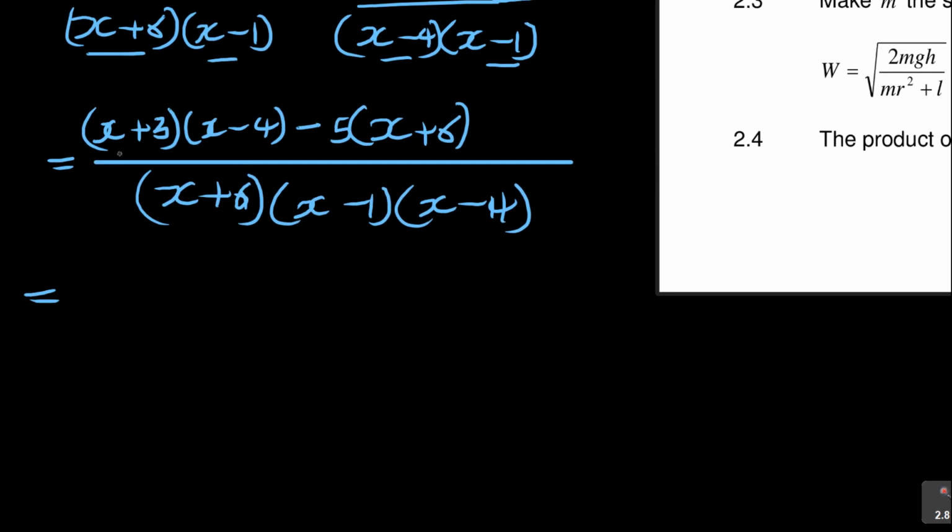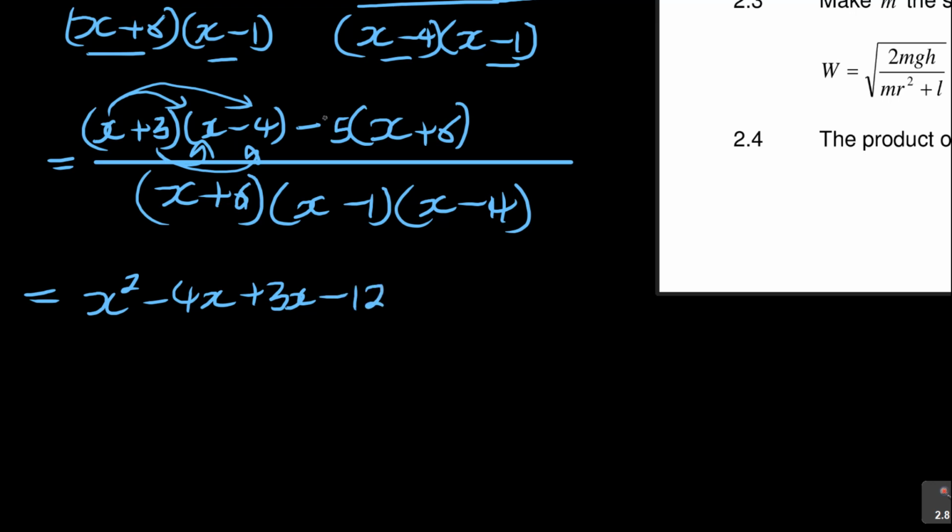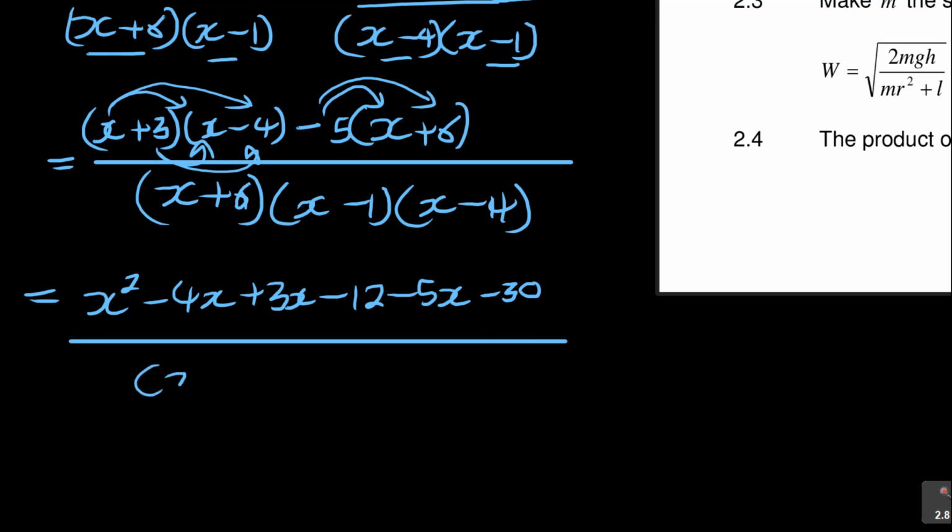Then you simplify. Open this bracket: x times x is x squared. X times 4 is negative 4x. X times 3 is plus 3x. You remember I'm expanding: it's this times that, times this, times this. And then 3 times this is negative 12. Now it's this times this. Be careful of that negative. It's minus 5x minus 30. Always maintain your denominator, which is x plus 6, x minus 1 and x minus 4. You continue.